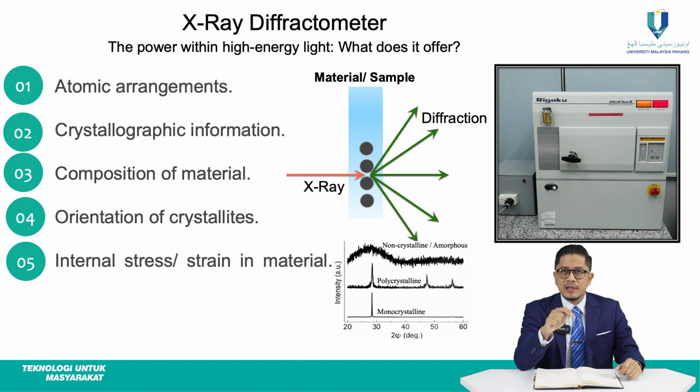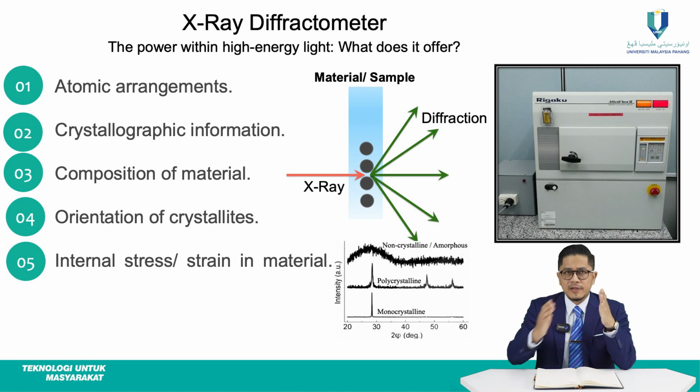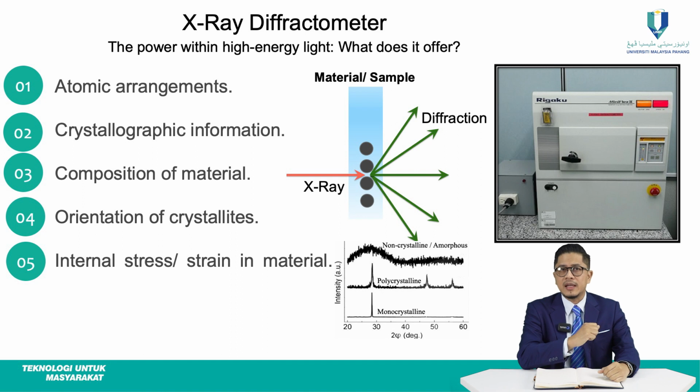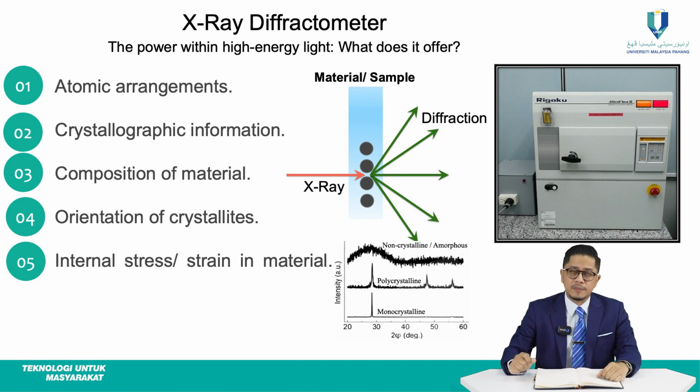It is particularly useful for studying the atomic arrangement and crystallographic orientation of materials, which can affect their physical, chemical, and mechanical properties. XRD is widely used in material science, geology, and engineering, where understanding of crystal structure is essential for the design and development of new materials and devices.